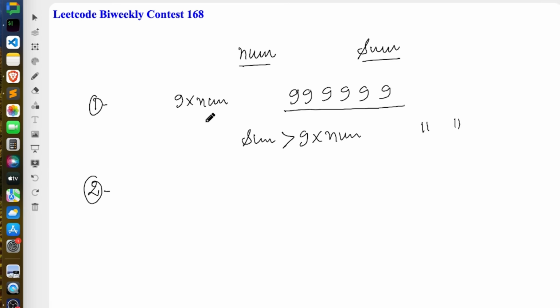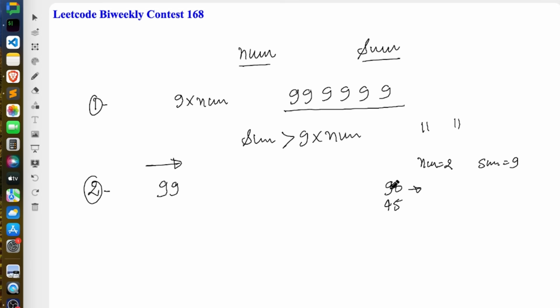What we can do is apply a greedy approach. We will start from left to right and try to keep 9 here, in order to get the maximum score. The reason is, let's take an example. Let's say you are given num equals 2 and sum equals 9, right? So there are multiple ways to find a good string. One could be 90, where the number of digits is 2 and the sum of digits is 9. One more possibility is 45.